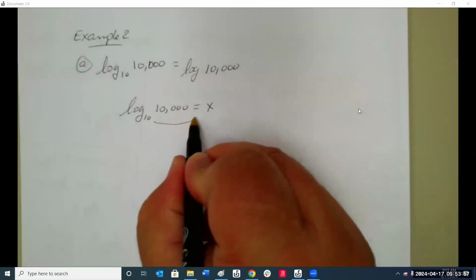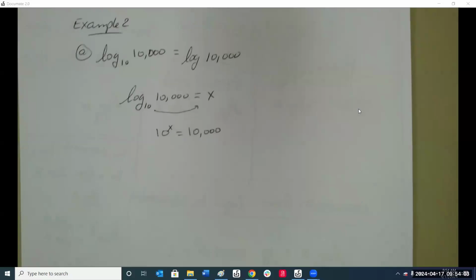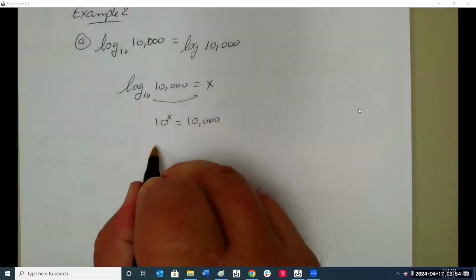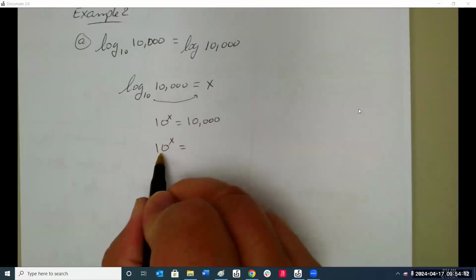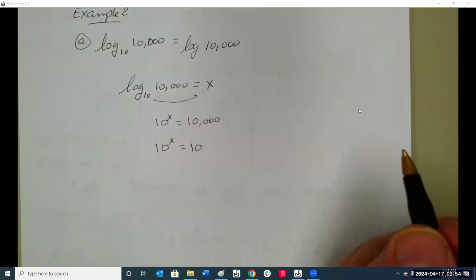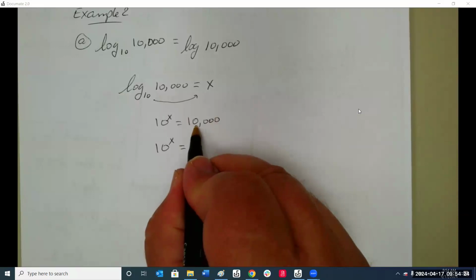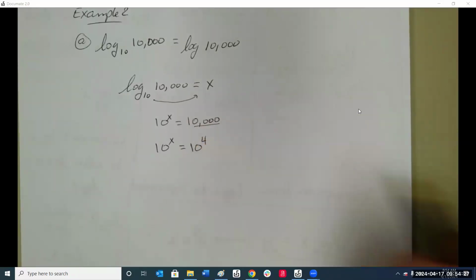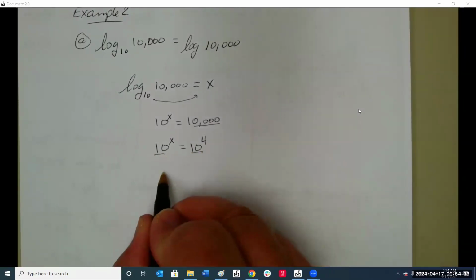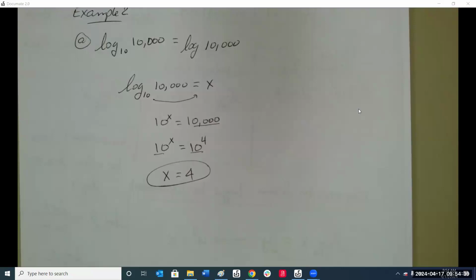Convert it. This is 10 to the power x equals 10,000. Can we write this number as a base 10 number? 10 to the power what? How many zeros does it have? Since the bases are the same, then x has to equal 4. There's your answer. That's what I'm looking for.